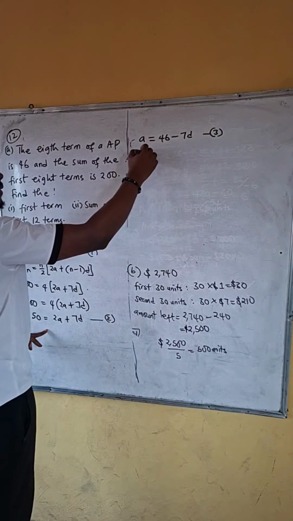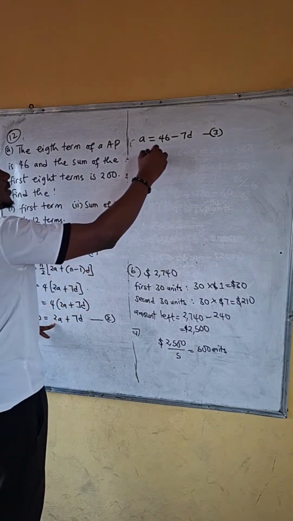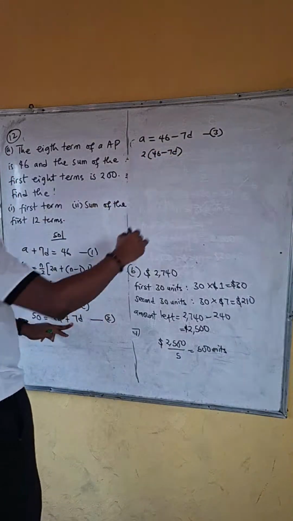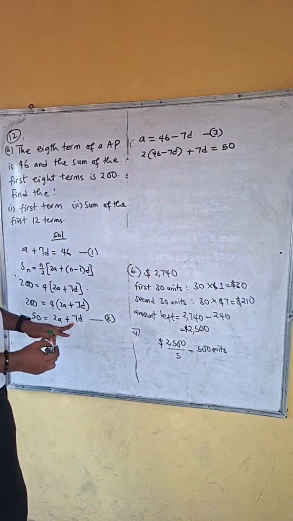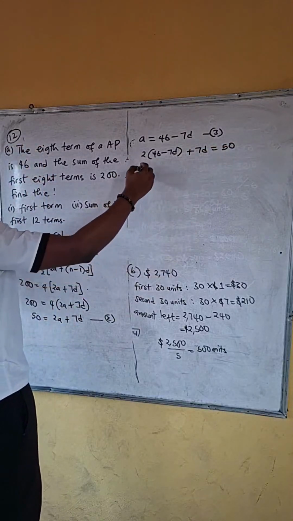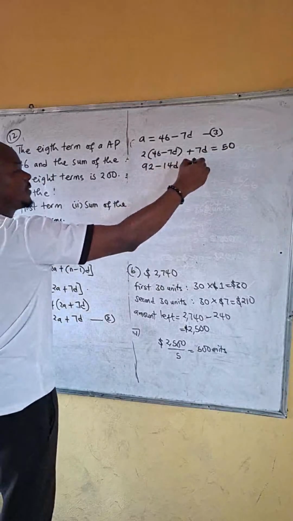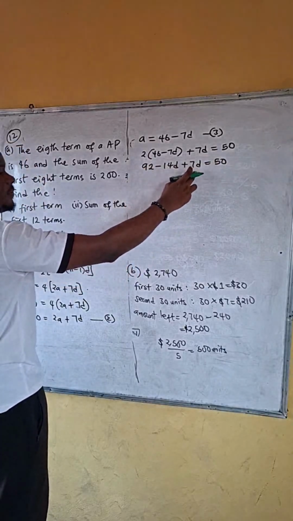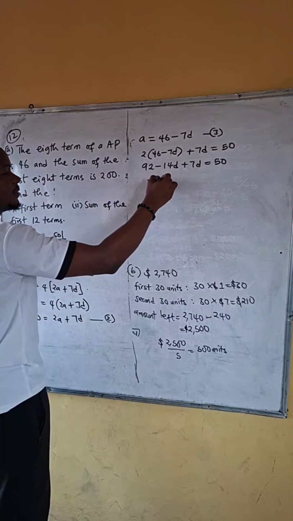So 2A, instead of 2A, I'm going to have 46 minus 7D, right? Plus 7D equals 50. 2 times 46, that's 92. Then you have minus 14D plus 7D equals 50. Minus 14D plus 7D, that's minus 7D.